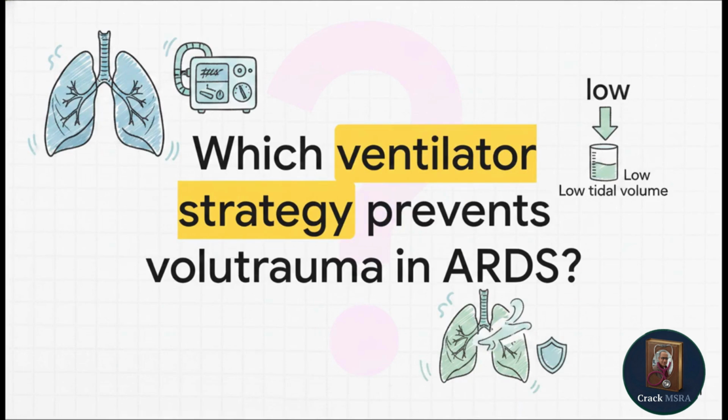Moving on to critical care. Question 4. Which ventilator setting strategy is critical in managing ARDS to prevent volutrauma? To protect those incredibly fragile lungs from barotrauma and volutrauma, the essential strategy is low tidal volume ventilation at less than 6 milliliters per kilogram of ideal body weight.